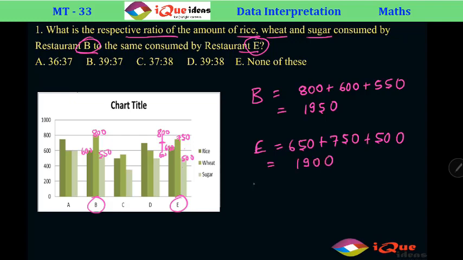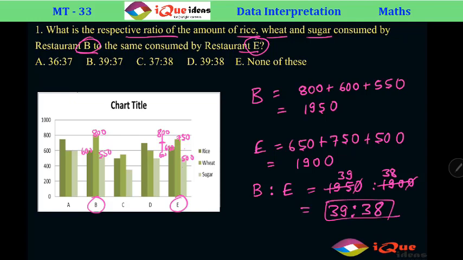Alright. So the required ratio, that is B is to E, is equal to 1950 is to 1900. Now 0, 0 cancel. 5 cancels: 195 is 39 times and 190 is 38 times. So the answer to this question is 39 is to 38. If you look at the options, option D seems to be the correct one. Now let's take up the next question.